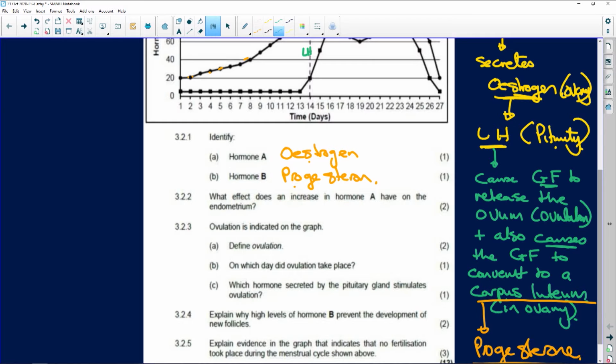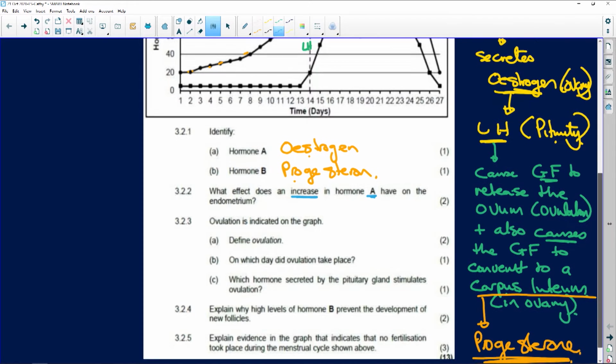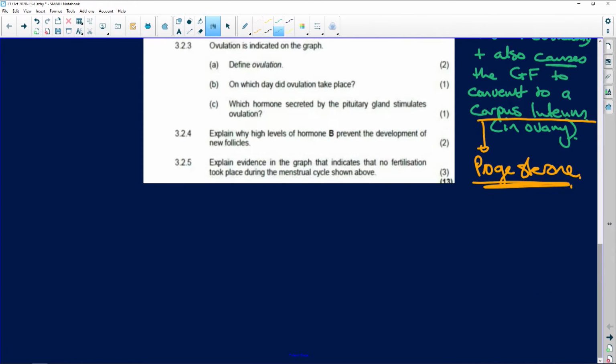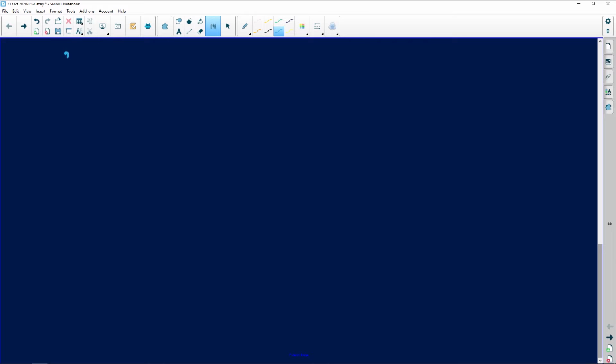What effect does the increase in hormone A, which is estrogen, have on the endometrium? Well, that is easy. It increases the thickness. So that's question 2. So question 3, 3.2.